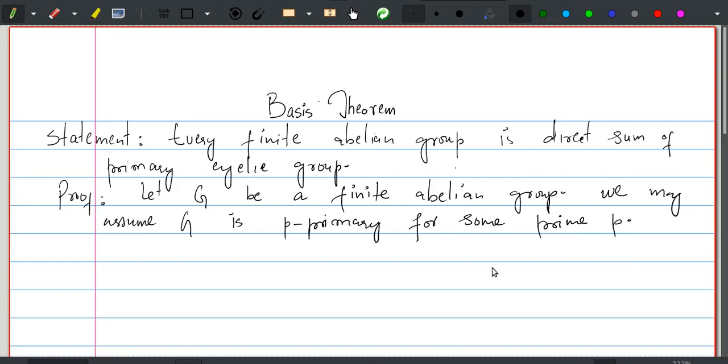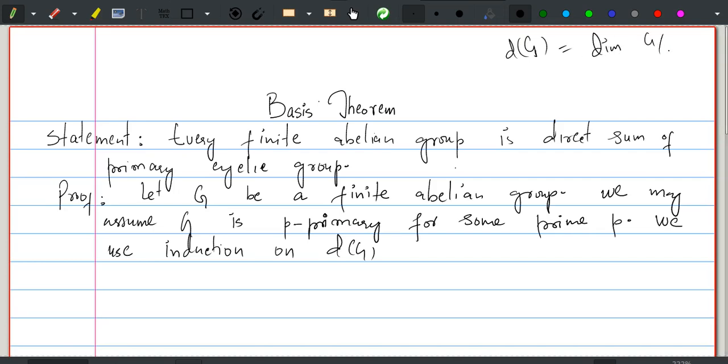And let us use induction on d(G). Note that since G is p-primary, d(G) is actually the dimension of G/pG over a finite field with p elements. So we are going to use induction on d(G).